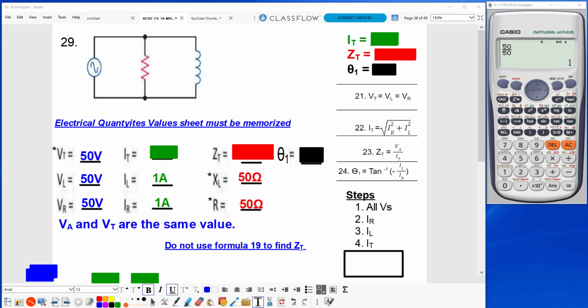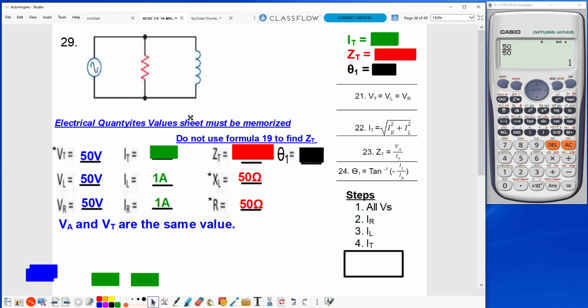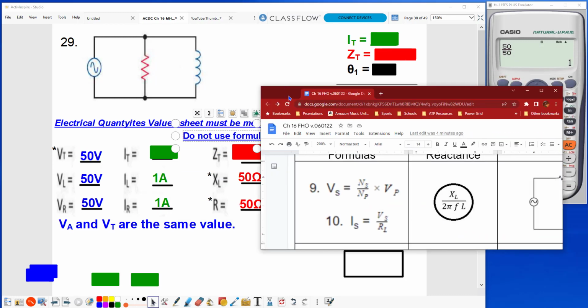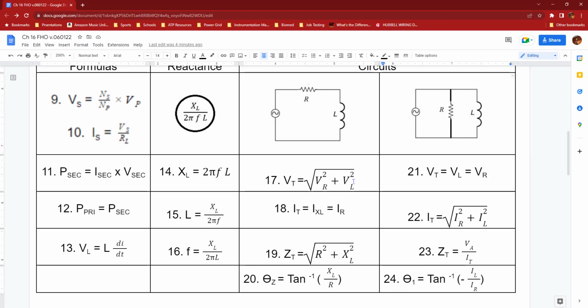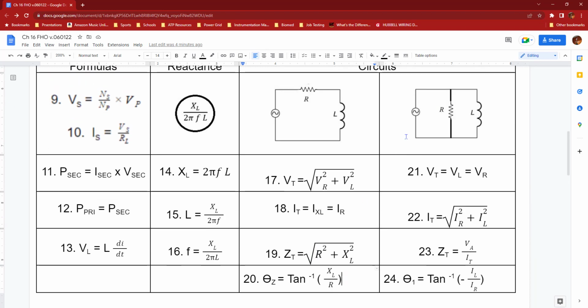you cannot use formula number 19 to find ZT. You cannot use formula 19 to find ZT. If you do, you are going to get the wrong value. Let's look at our formula sheet again. If we look here, we see that when we want to find ZT in a series circuit, we're going to use that square root formula. But when we're in a parallel circuit, we cannot use number 19 because you cannot cross this line right here.